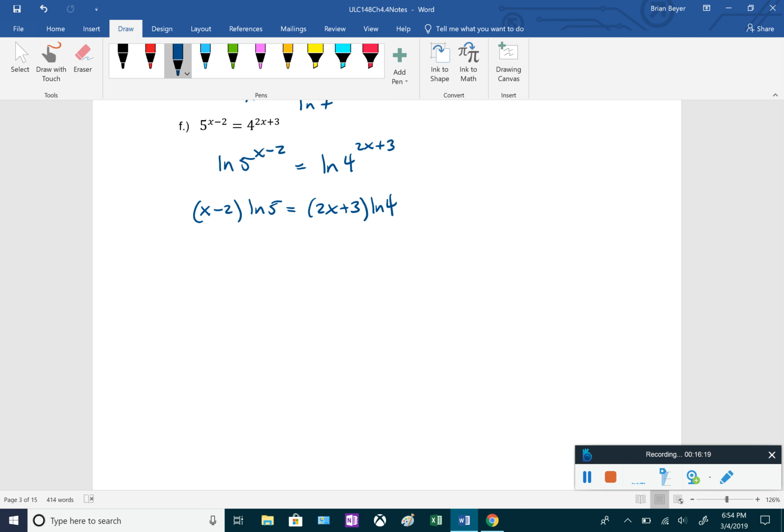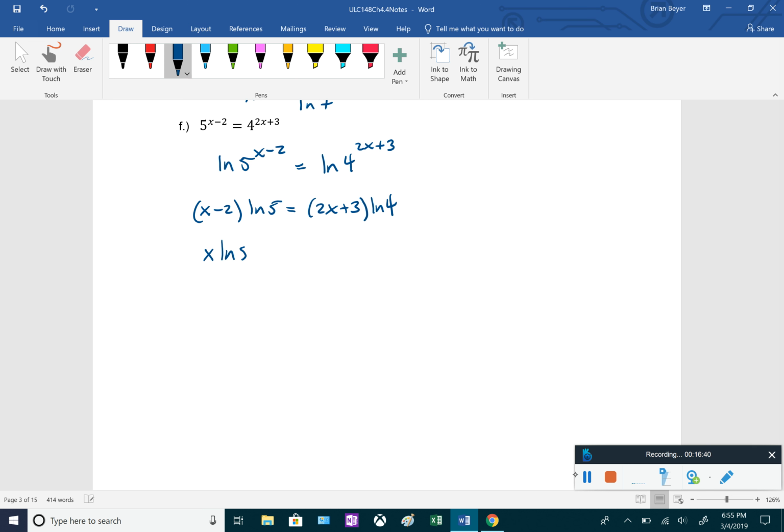So once you get here, you're probably thinking, what the heck do you do from here? Just always keep in mind that ln of 5 and ln of 4, those are just numbers. So this is just a linear equation. We're going to try to get all of the x's on one side and all of the constants on the other side. So let's distribute the ln's.